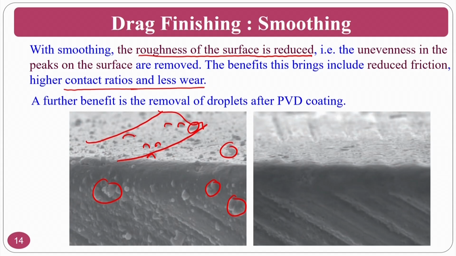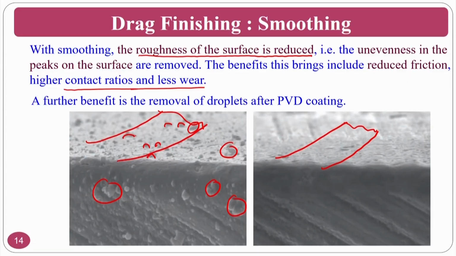For that purpose, you should always go for the drag finishing process, so that the surface will get smooth and your chip will move as per the requirement and your frictional forces will be very less. That means that your rake surface chip movement will have very less friction if you do the drag finishing operation and remove the droplet type of structures, nanostructures, microstructures that are formed after the PVD coating. If you can remove them by the drag finishing process, your frictional forces can be reduced.